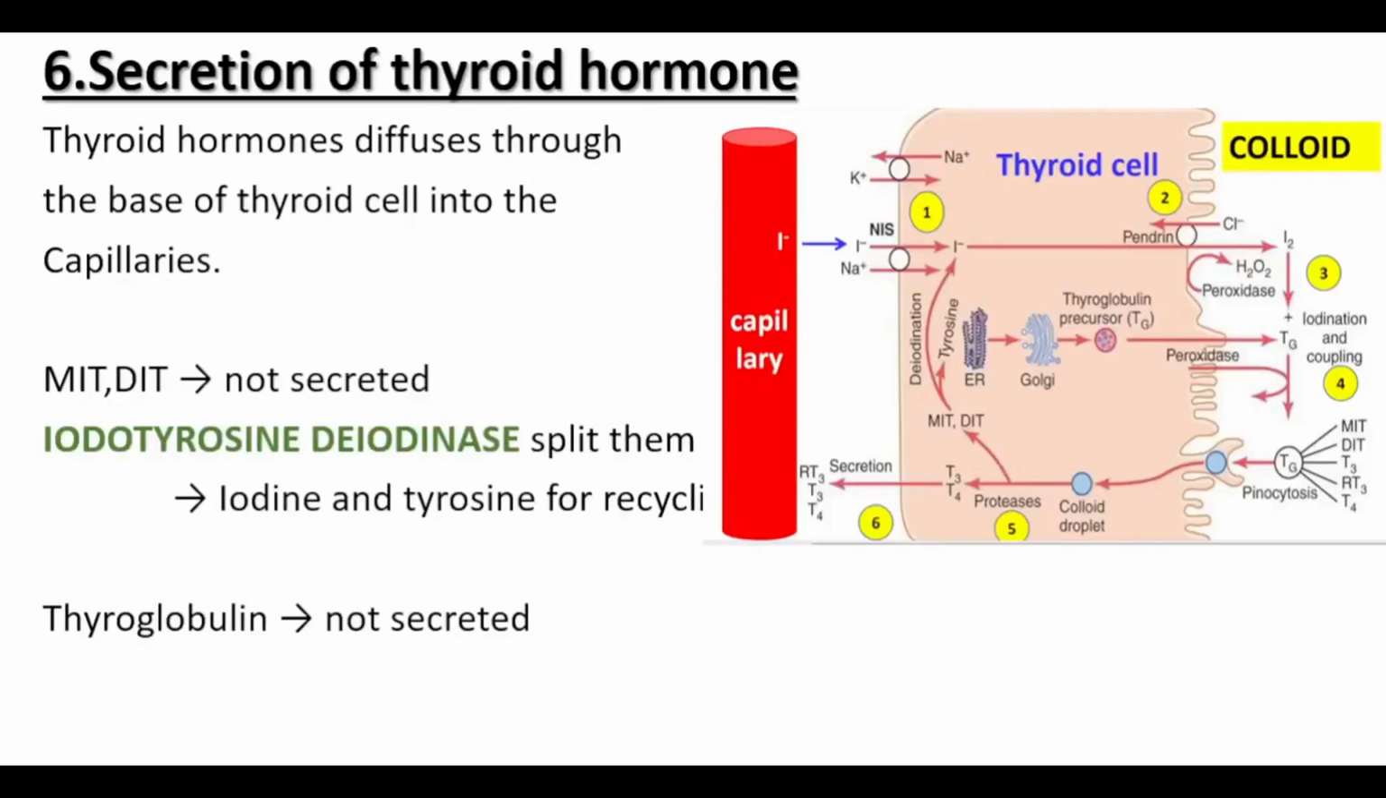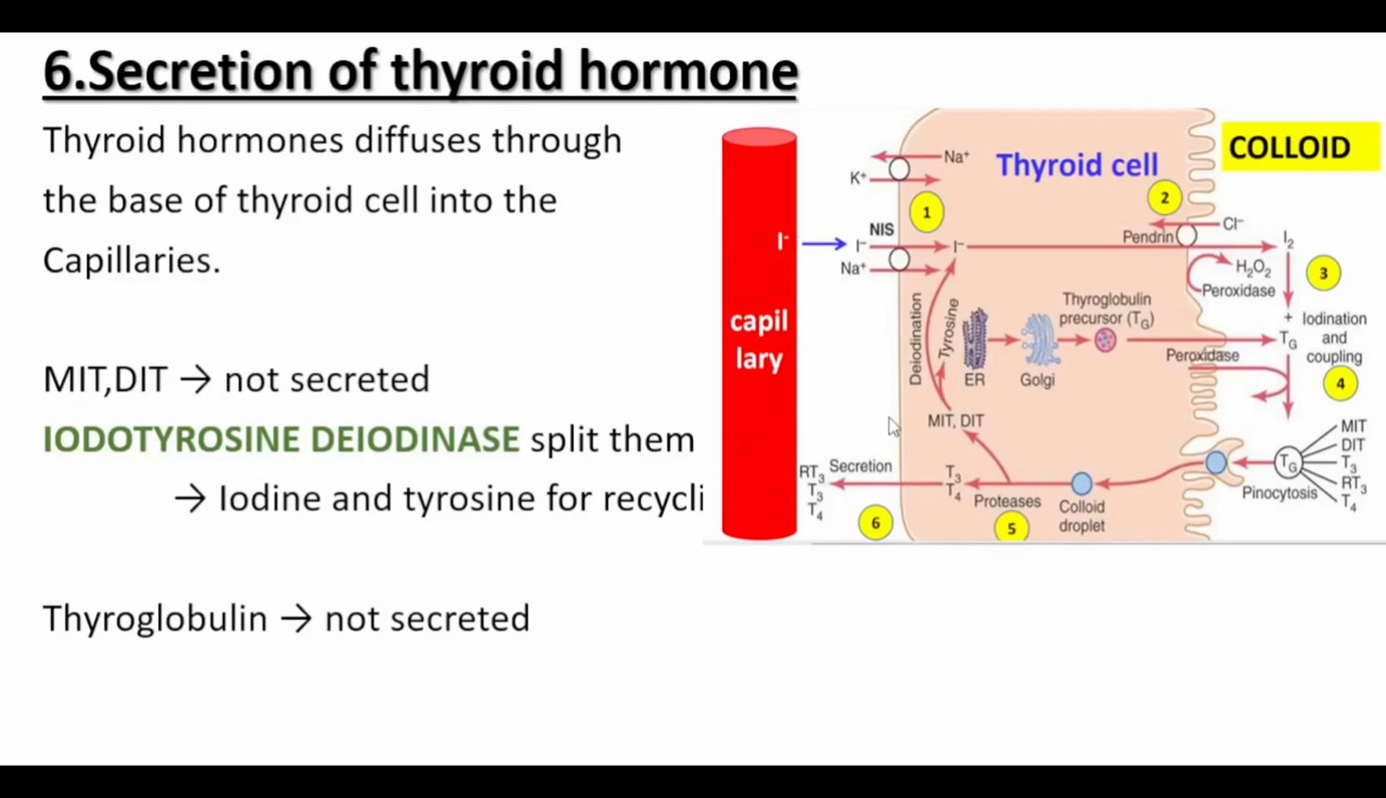Now the last step is secretion of thyroid hormone. So we know that thyroglobulin has reached the thyroid follicular cell by pinocytosis. Now the enzyme protease will cause digestion of the thyroglobulin, leading to the release of MIT, DIT and T3 and T4 that was present within the thyroglobulin. Now you can see in the diagram these thyroid hormones, that is T3 and T4, diffuse through the basolateral membrane of the follicular cell and they reach the surrounding capillaries.